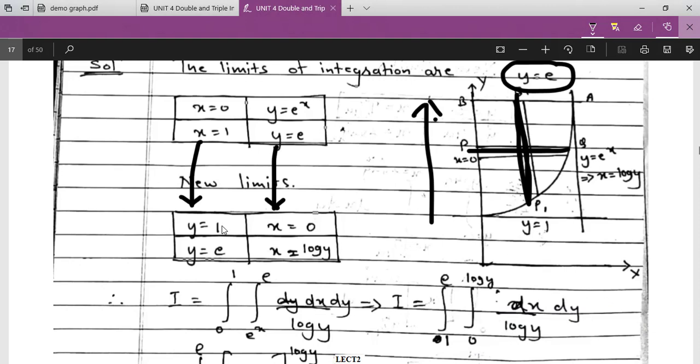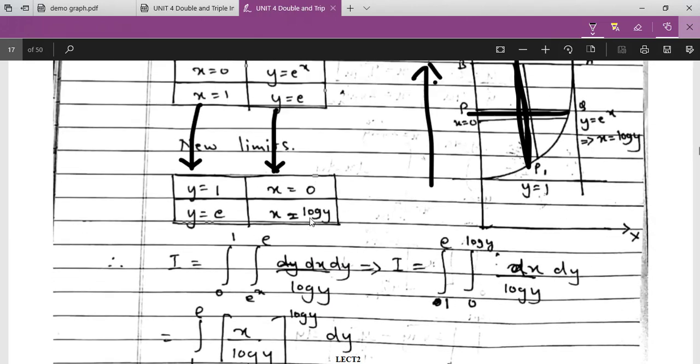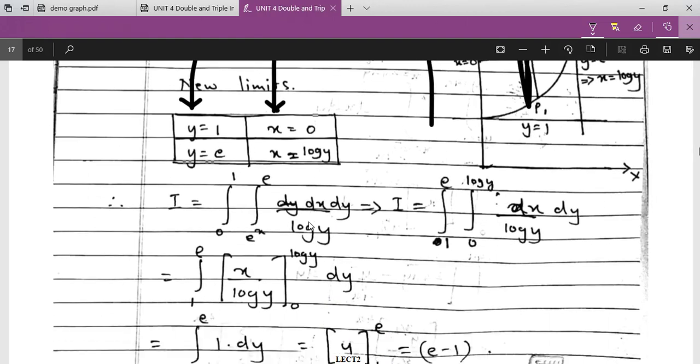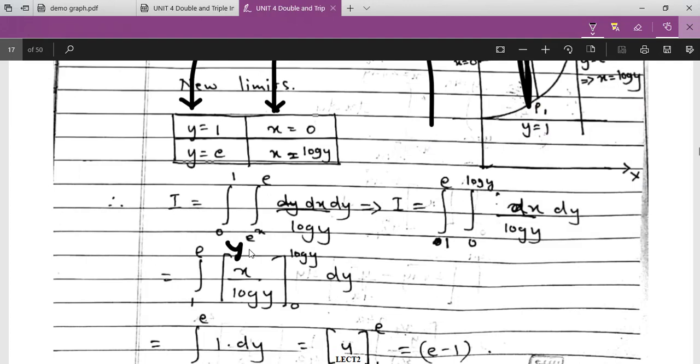Okay, now you might ask me, sir, why is this 1? See here, when you substitute x equal to 0, this turns out to be y is equal to 1, yeah. So y is ranging from y equal to 1 to y equal to e. Now when I evaluate this, now we are in terms of x, first I will integrate with respect to log y, right? So I'll integrate this first. So integrating it with respect to y. No, sorry, I take my words back.